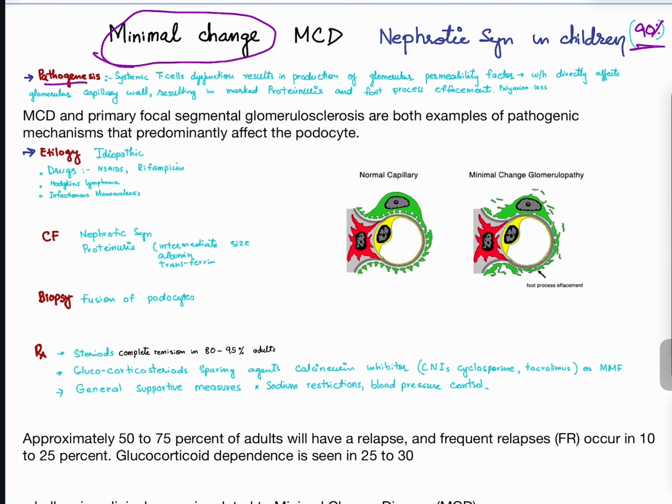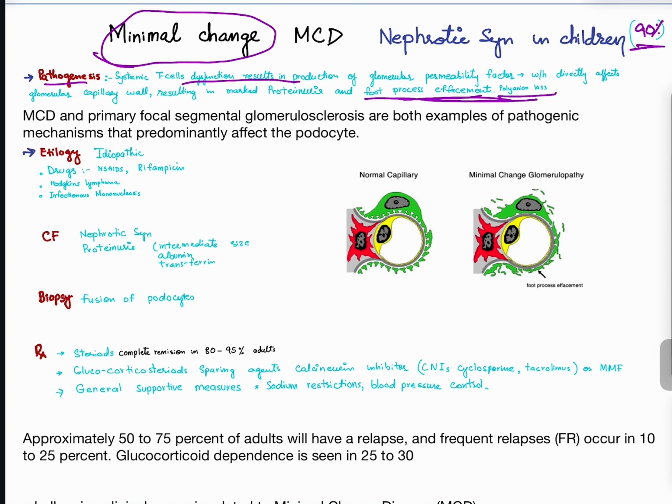The underlying cause of MCD is unclear. Accumulating evidence suggests that systemic T cell dysfunction is the main pathology behind it, which results in production of a glomerular permeability factor, and this circulating factor directly affects the glomerular capillary wall, resulting in marked proteinuria and foot process effacement. Foot process effacement is the main pathognomonic feature of minimal change disease, as a result of which there is a polyanion loss.